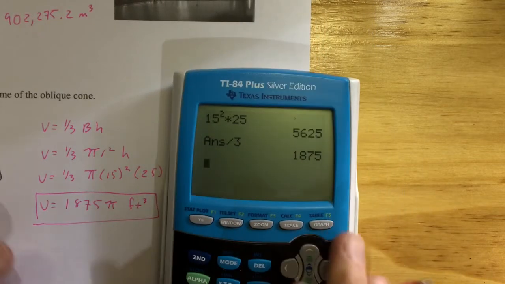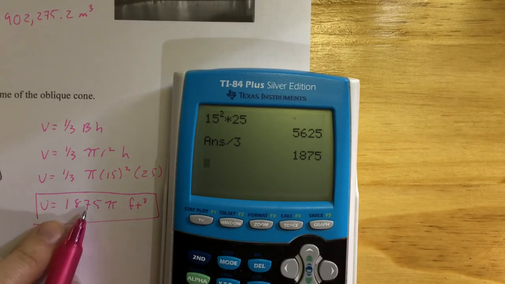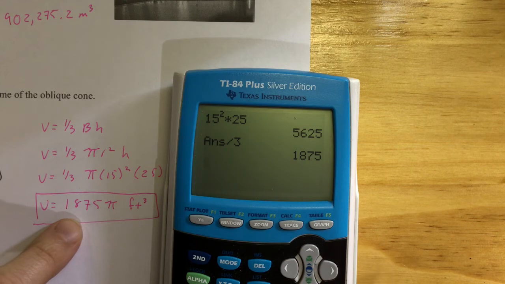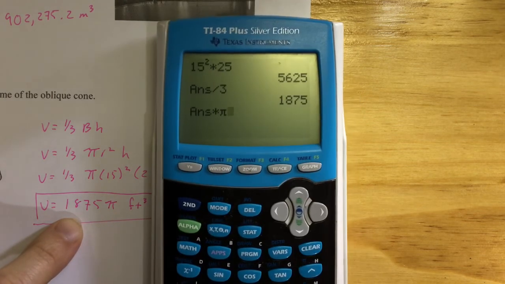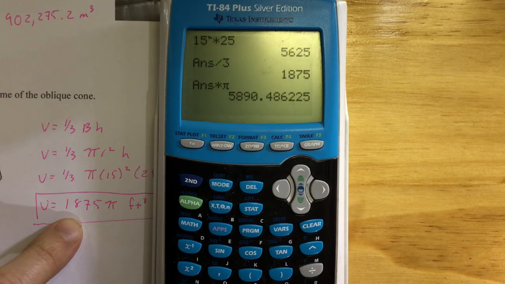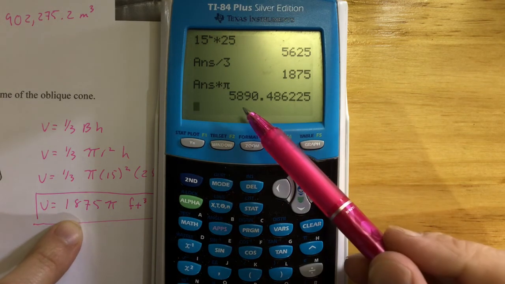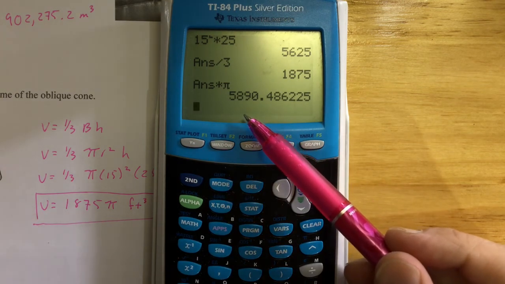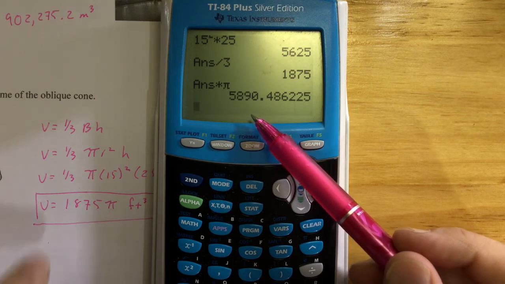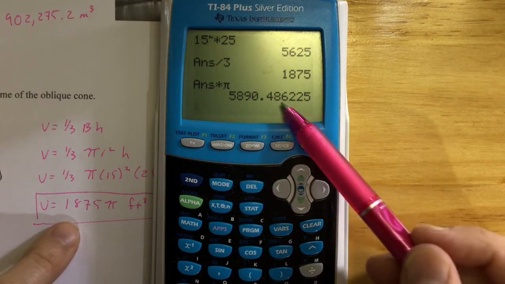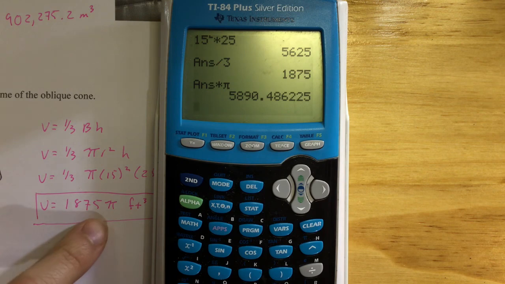Now, just to give you a concept, this is a nice way to write the number, but if you multiply it by pi, that gives you a better idea of what it is. It's actually almost 6,000 that you have here, except that this comes with a decimal. So in the future, you'll get used to the idea of just leaving things in terms of pi.